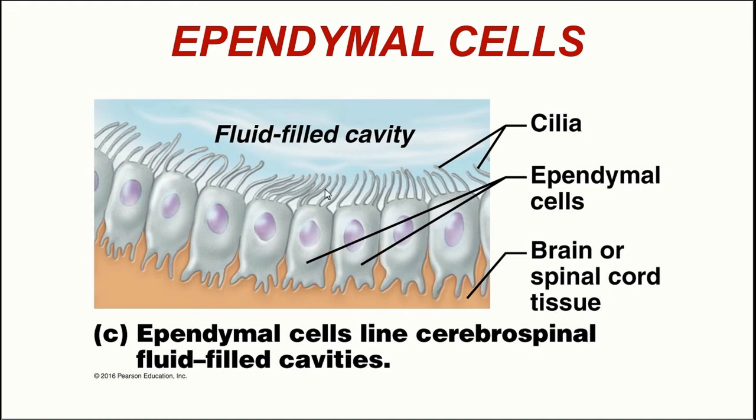The reason that they're able to do that is because they have cilia on their surface. Recall that cilia were these extensions of the cell membrane that were capable of movement, and the cilia wave and beat and move, and so that helps to propel the cerebrospinal fluid that's within the ventricles of the brain. So that finishes up our discussion of the neuroglia of the central nervous system.